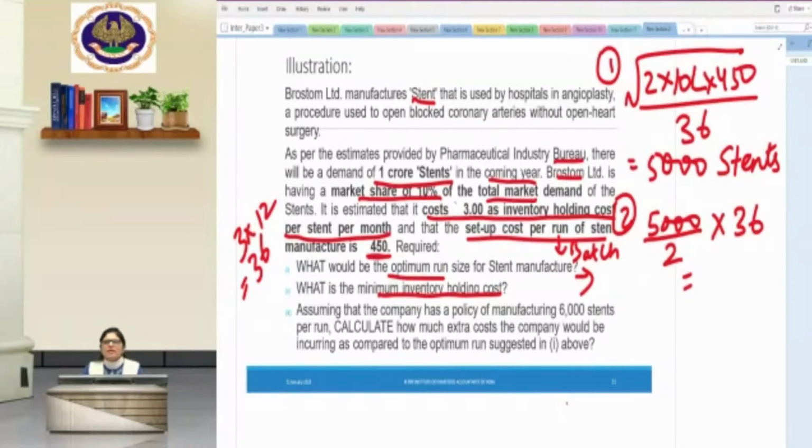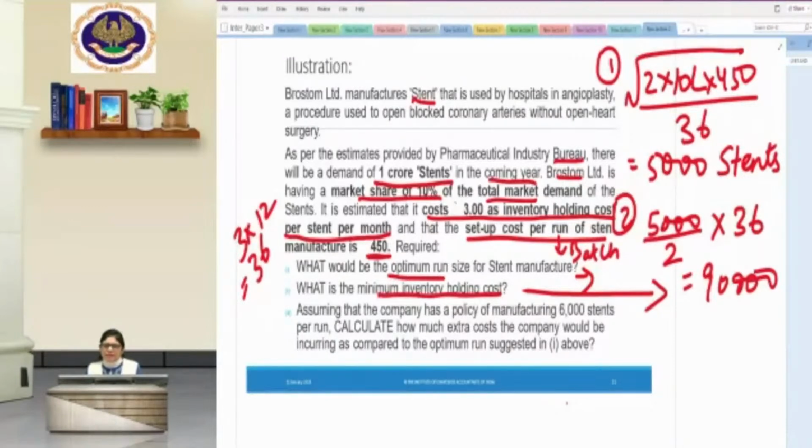36 is the carrying cost per unit per annum, per stent per annum. How much would it be? 2,500 into 36. So 90,000 should be the minimum holding cost. Any doubt, students here? Any doubt? Very good. 90,000 will be the minimum inventory holding cost.